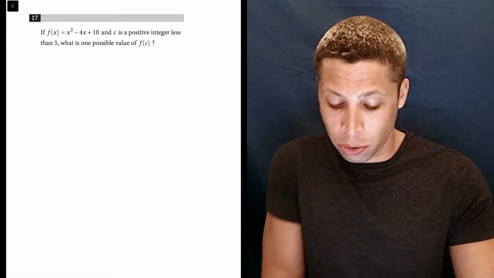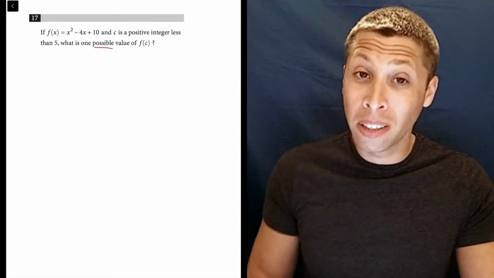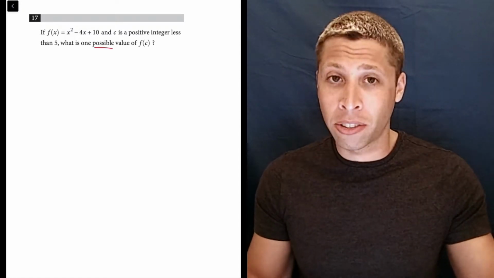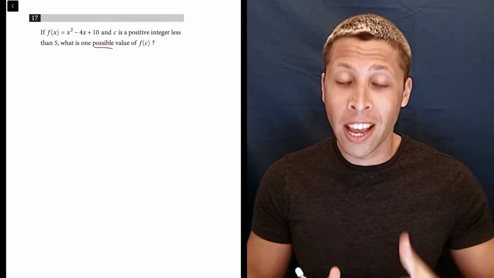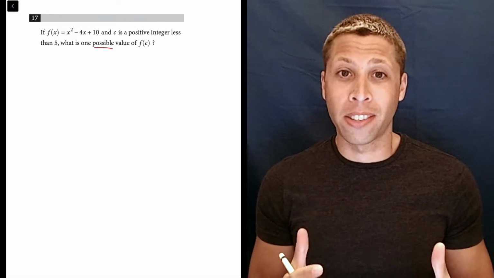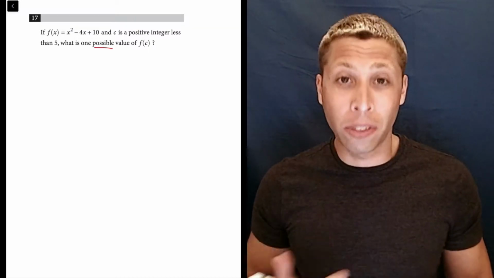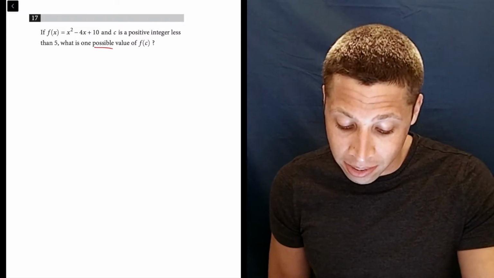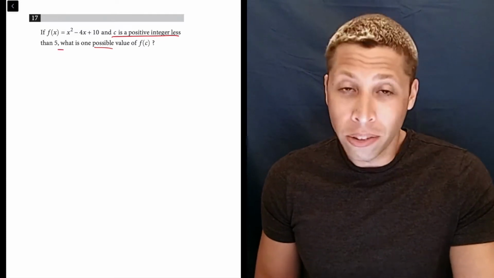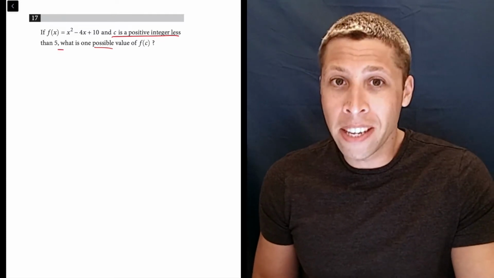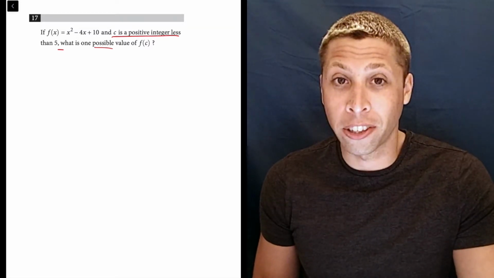Whenever a question uses this word possible, it means there's going to be multiple answers. And so a lot of times what that means is you are going to need to make a decision at some point in your process. So you just have to follow whatever instructions they give you. In this case, they tell us C is a positive integer less than 5. Well, there's lots of them, but just pick something easy. Okay, so a positive integer less than 5.